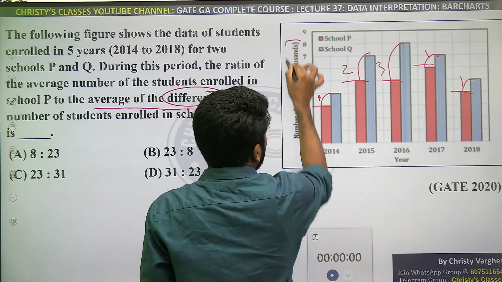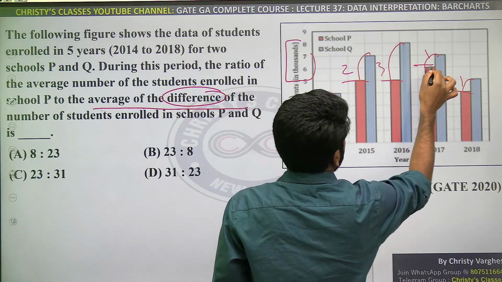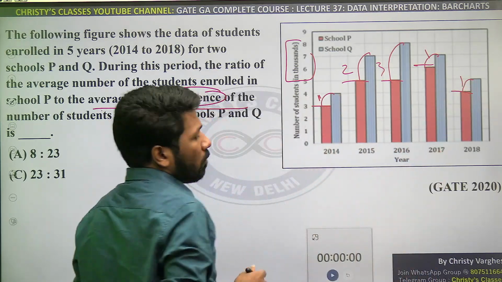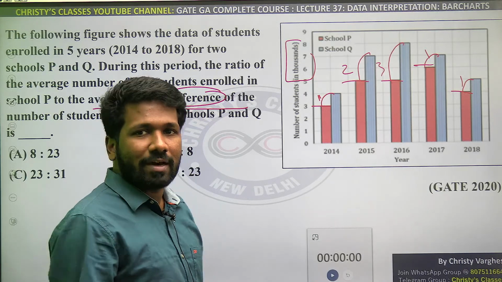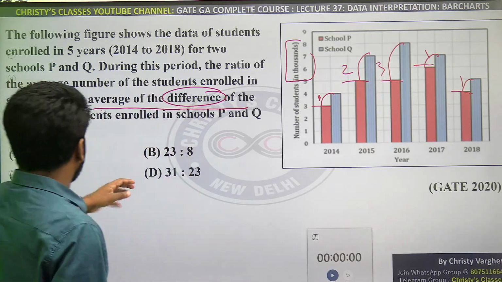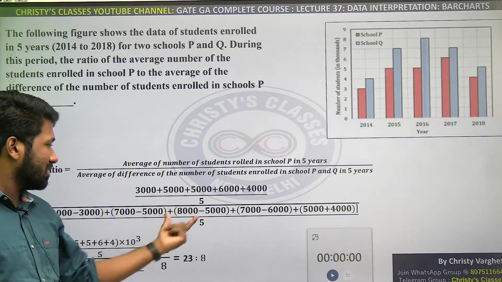Yeah, actually this is in thousands. We can say this is 3,000, 5,000, 5,000, 6,000 and 4,000. But if you avoid that 1,000 also no problem, because numerator and denominator have that 1,000. So that is not an issue. Anyway, we need a ratio. But if you want to write it in thousands, this is the way you have to write.